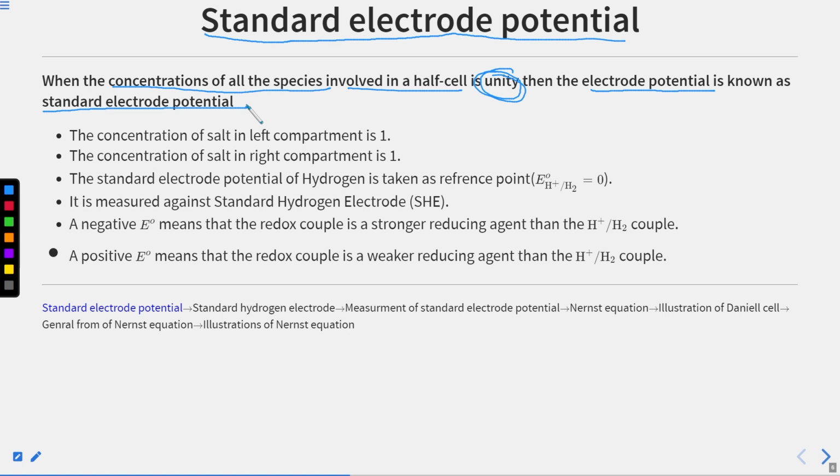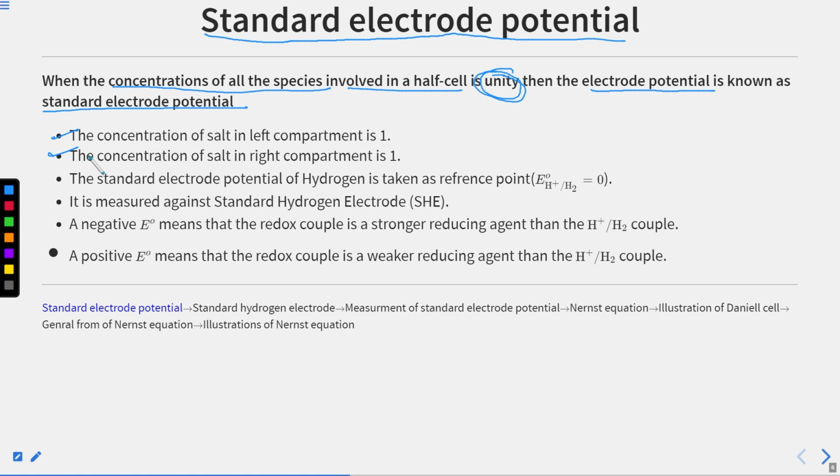Again, what is standard electrode potential? Standard electrode potential is that potential when the concentration of all the species involved in half cell is unity. So we call it standard electrode potential. The key points are, first, the concentration of the salt in the left compartment is taken as unity. Also, the concentration of the salt in the right compartment is taken as unity. Then the EMF that we take for each of these electrodes will be our standard electrode potential.